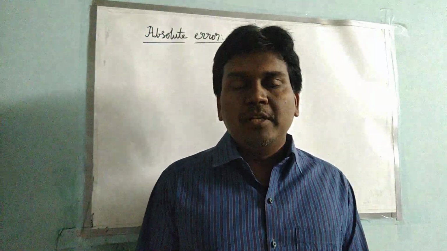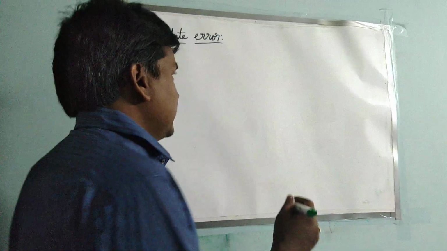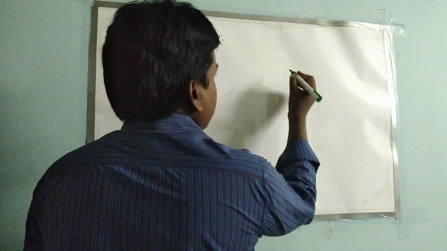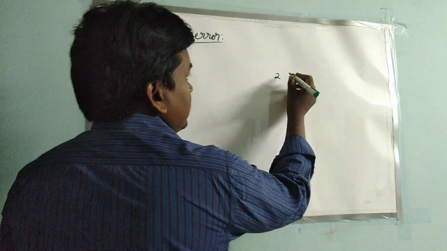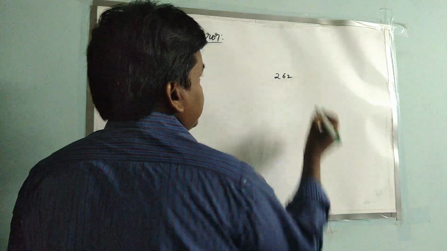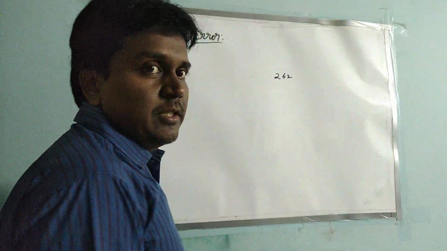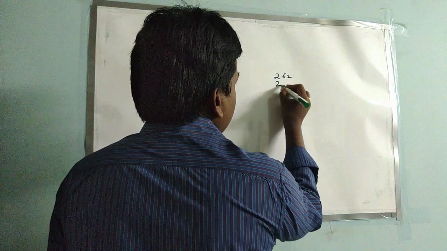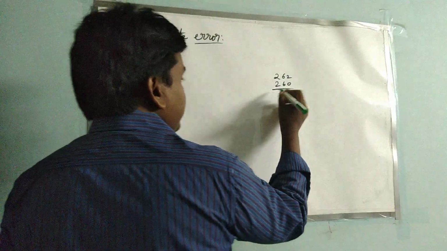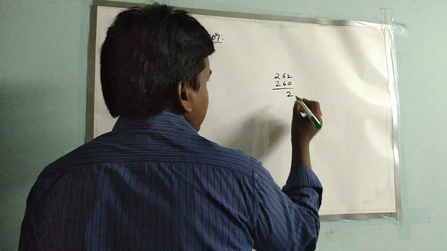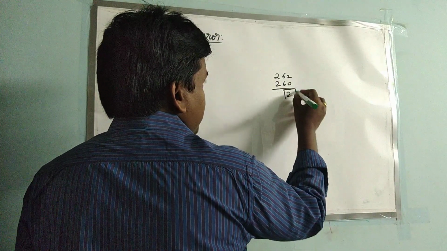In this class we are going to discuss the absolute error. Absolute error is nothing but, see, I have measured an object and I got a value of 262, but the true value of the object is 260. So here the difference is nothing but 2. So this is the absolute error I have made.